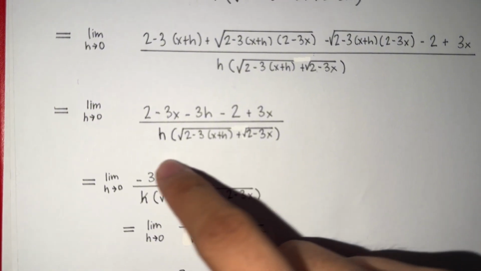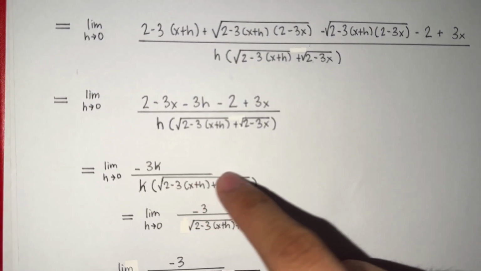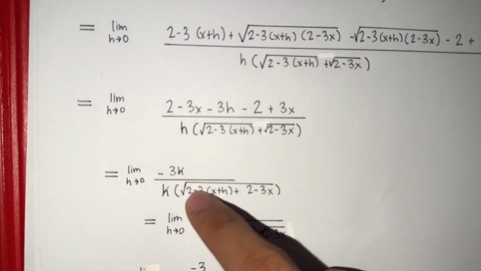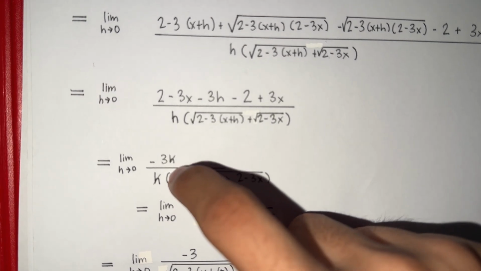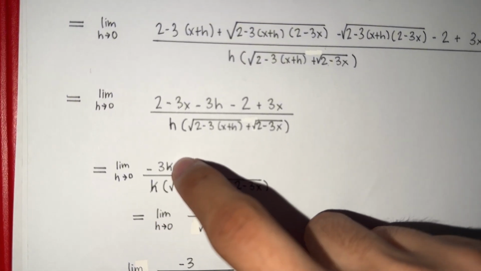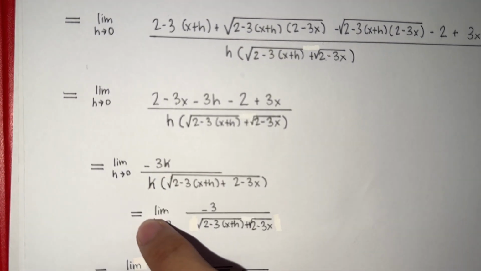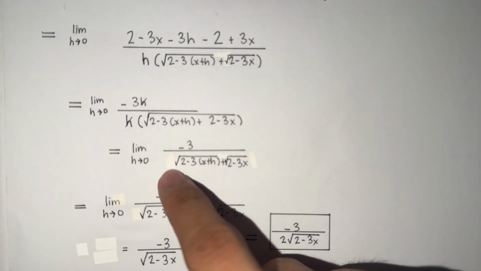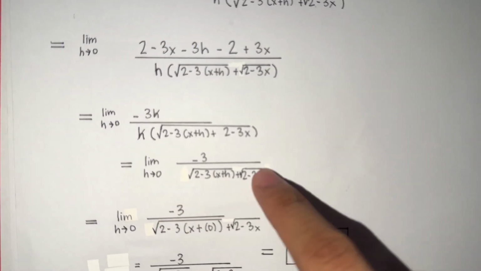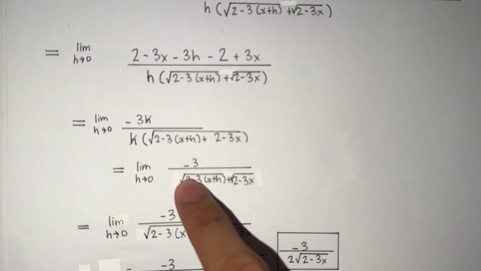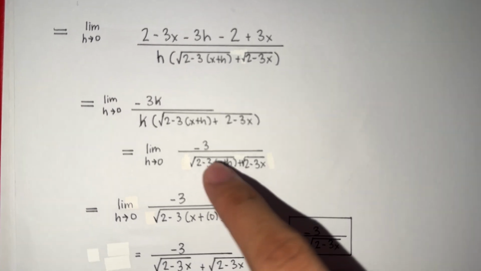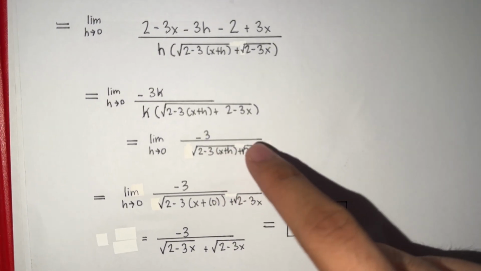Now as you can see here, negative 3h can be simplified further. So we can cancel the h here. So h gets cancelled. This is what remains. So this is what remains of our limit. As you can see here, we can't simplify it any further.